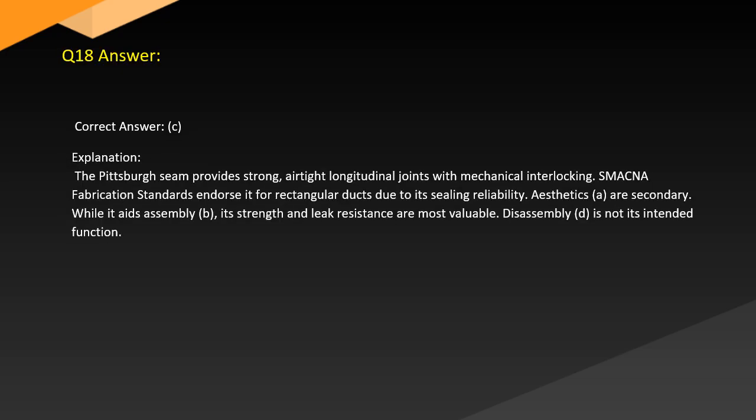Answer. Correct answer: C. Explanation: The Pittsburgh seam provides strong, tight longitudinal joints with mechanical interlocking. SMACNA fabrication standards endorse it for rectangular ducts due to its sealing reliability. Aesthetics, A, are secondary, while it aids assembly, B. Its strength and leak resistance are most valuable. Disassembly, D, is not its intended function.